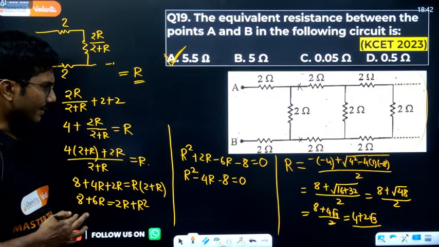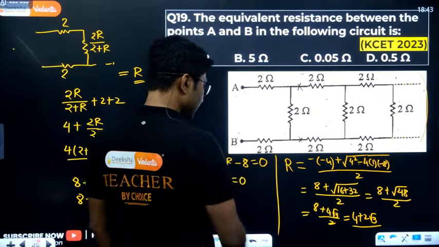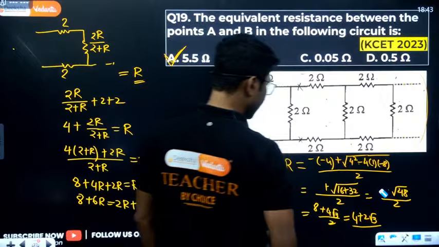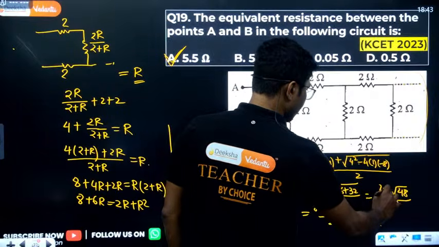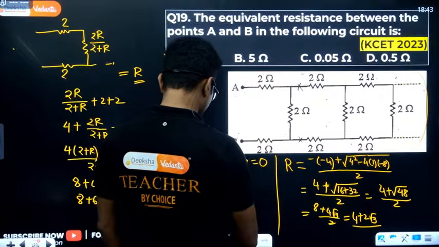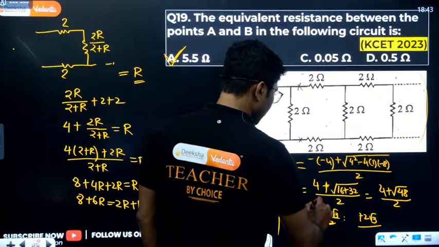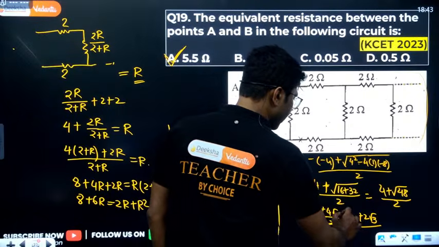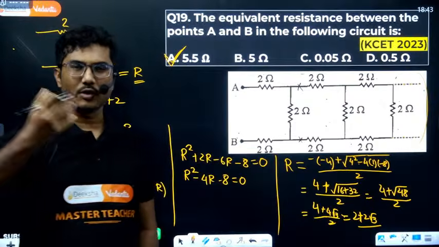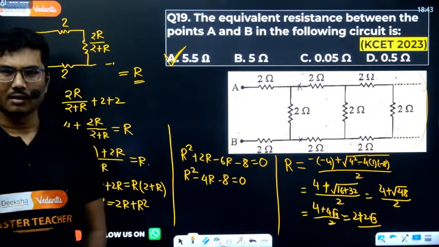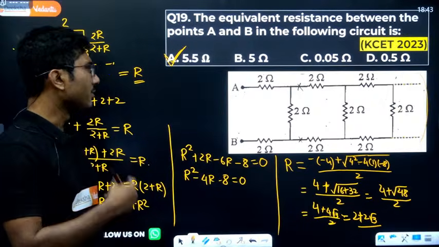I think I made some mistake in the calculation. Yes, one mistake I made. It will be 4 only. Why is it 8? It will be 4. And it will be 4 by plus 4 root 3. So it will be coming out to be 2 plus 2 root 3. If you put the value of root 3 as 1.7, you will get 5.4. If you take the exact value of root 3, it will be 5.5 ohm.